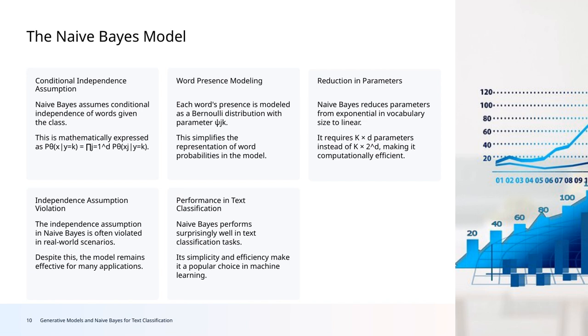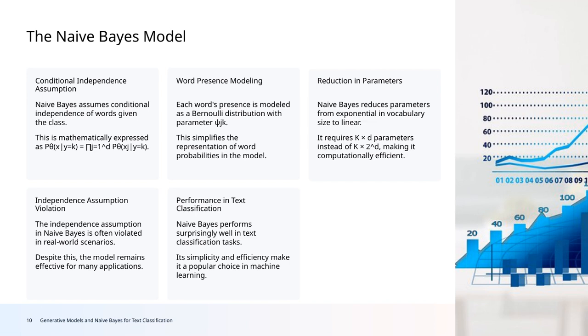Another important aspect is how naive Bayes manages to be computationally efficient. Instead of having to estimate an exponential number of parameters based on the vocabulary size, it reduces this to a linear number. Specifically, it requires k times d parameters, where k is the number of classes and d is the vocabulary size, instead of k times 2 to the power of d. This reduction is what makes the model scalable and practical for large datasets.